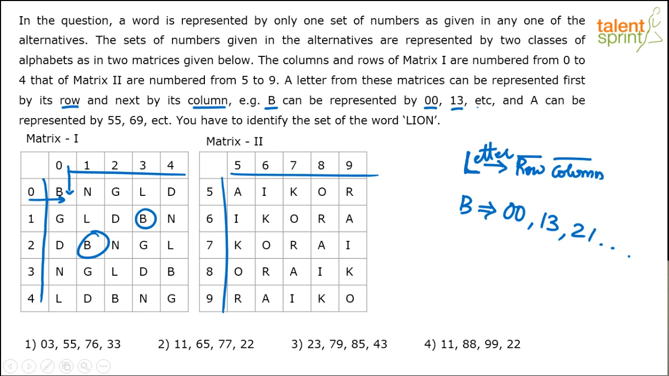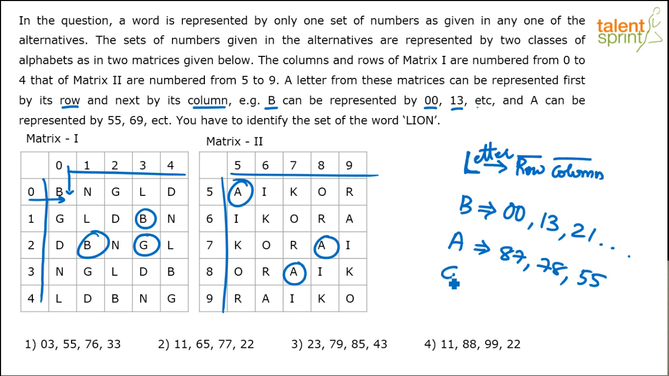And so on. For example, if I want to look at A, how can A be represented? Multiple ways. A here is in 8th row, 7th column, so 87. A here is 7th row, 8th column, so 78. A here is 5th row and 5th column, 55, and so on. Like for example, let's say we want G. How can G be taken? G is here, second row and third column, so 23. Then G is also in the third row and first column, 31.